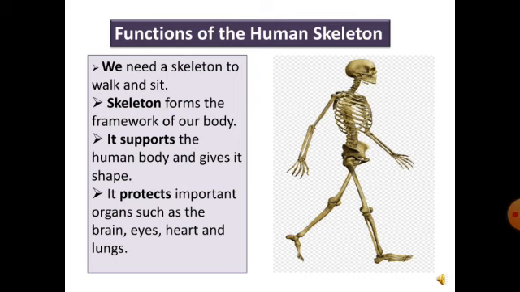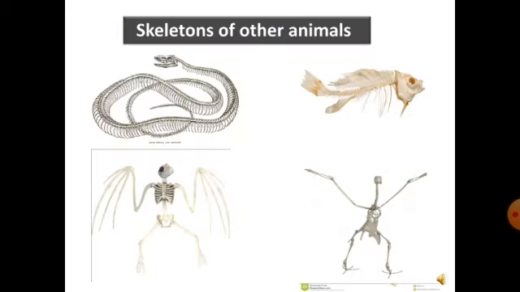Can you identify which animals are there by looking at the skeletons? Yes, the first skeleton is of a snake. Number two is a fish, the third skeleton is of a bat, and the fourth one is of a bird.